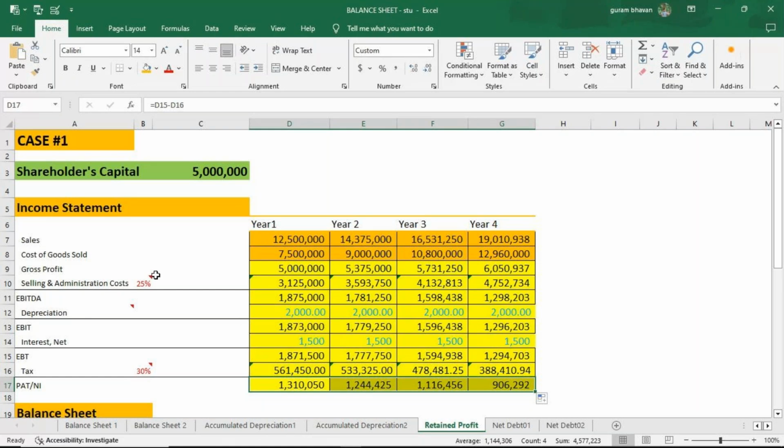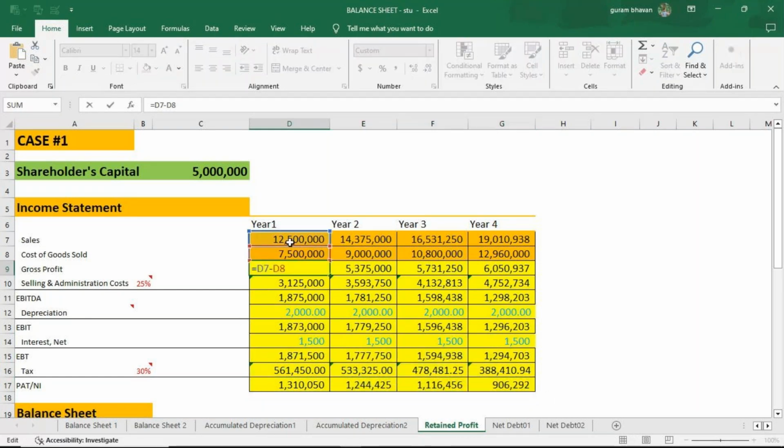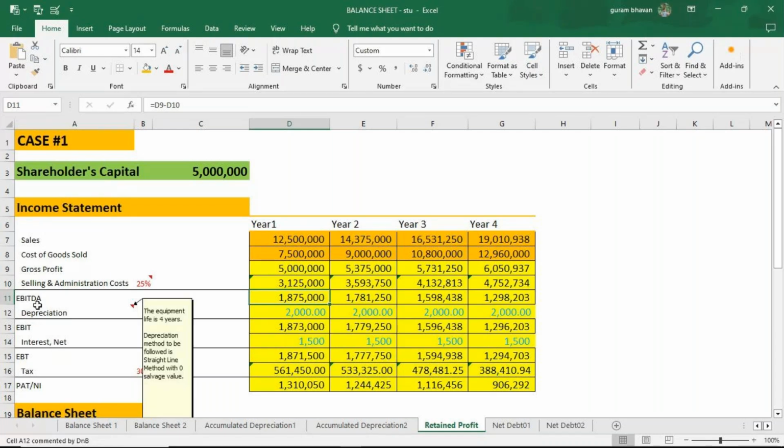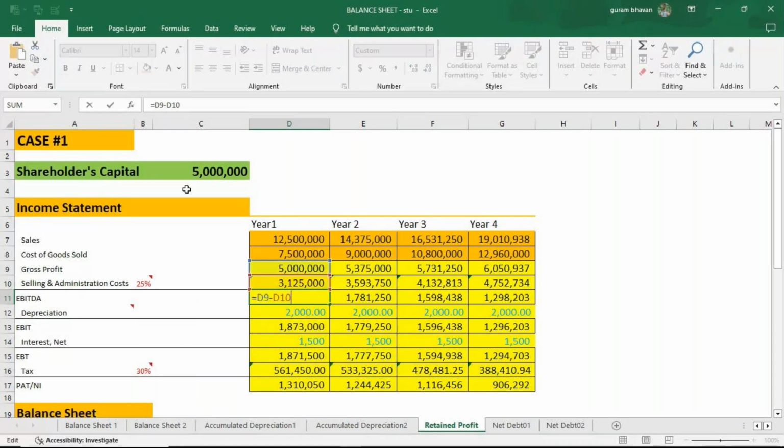So gross profit will be sales minus COGS. I'm going to get my gross profit. Selling and administration is on your total revenue for that year. The first year sales value is 1 crore 25 lakh rupees, and on that I am going to apply 25%. EBITDA, earning before interest, tax, depreciation and amortization, will be gross profit minus selling and administration cost.